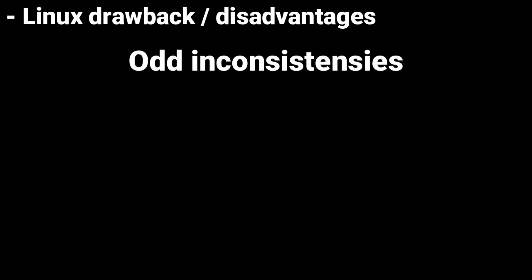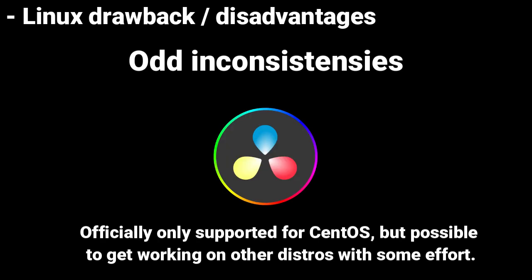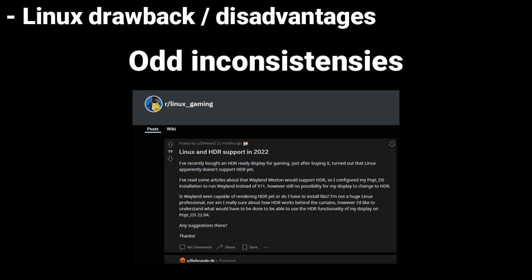And in general, there are some inconsistencies in Linux. For example, there are problems with refresh rates when you have multiple monitors with different refresh rates. There are different compatibilities of programs between distributions. There are different compatibilities between versions of each distribution. HDR support is being worked on, but still is not perfect as far as I can understand. And stuff like that.